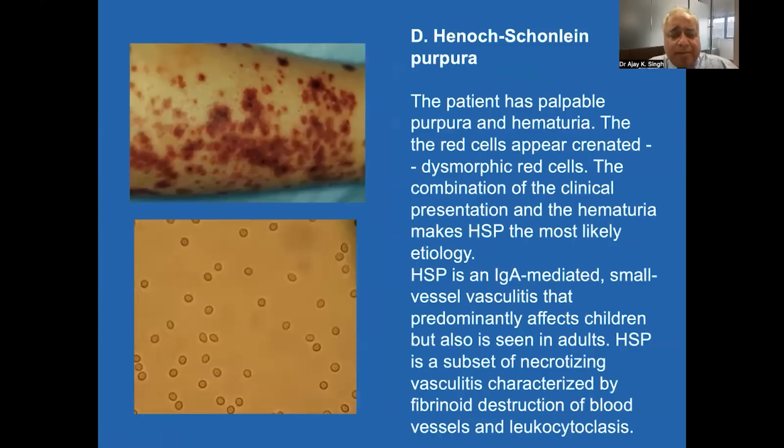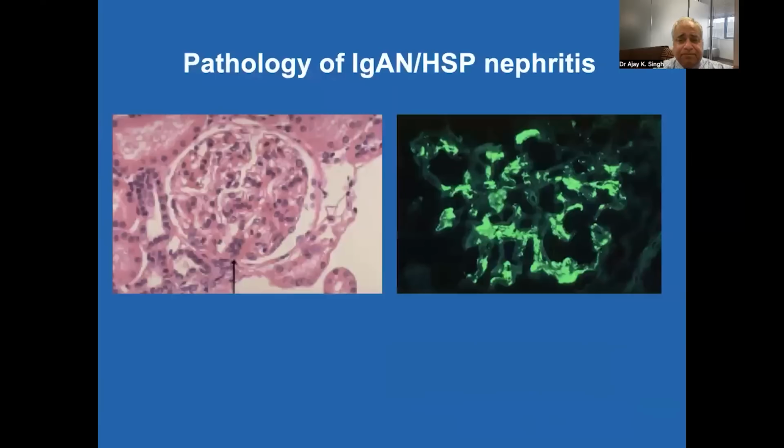So the patient has palpable purpura and hematuria. The red cells are crenated. This is typical of dysmorphic red cells. The combination of the clinical presentation and the hematuria makes HSP the most likely etiology. Henoch-Schönlein purpura, or HSP, is an IgA-mediated small vessel vasculitis that predominantly affects children but can also be seen in adults. HSP is a subset of necrotizing vasculitis characterized by fibrinoid destruction of blood vessels and resulting in leukocytoclasis.